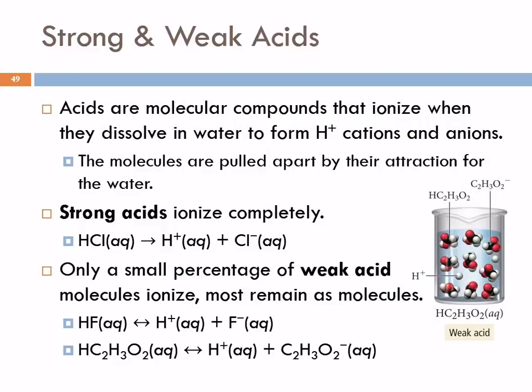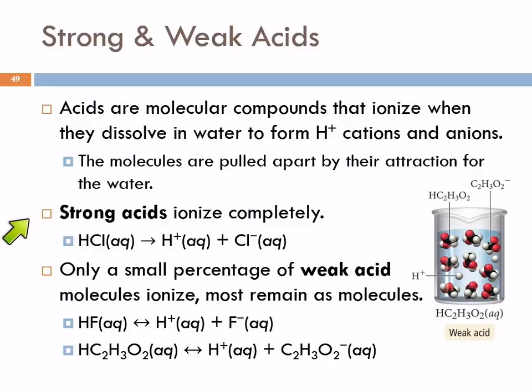We've talked about acids. We learned how to name them and write their formulas. And we said that acids are molecular compounds, but they ionize when they dissolve in water. They form a hydrogen ion and an anion, like chloride or perchlorate or whatever it is. What happens is the molecules get pulled apart by their attraction for the water molecules.